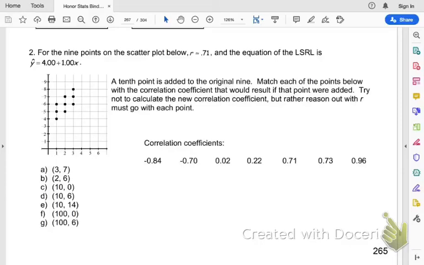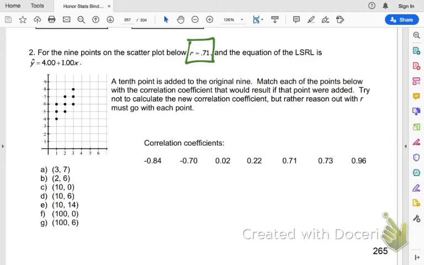So for number 2, it's given us 9 data points, and it has already given us a correlation coefficient of 0.71. And so that's what the original correlation coefficient is. And then the ordered pairs that it gives me, it's saying, okay, I'm going to add a 10th point, and then I'm going to see what that does to my original correlation.